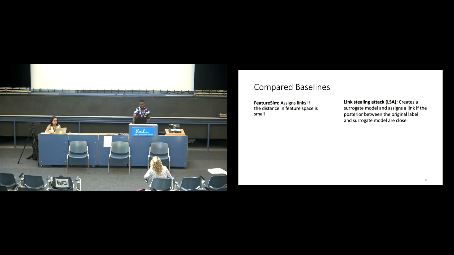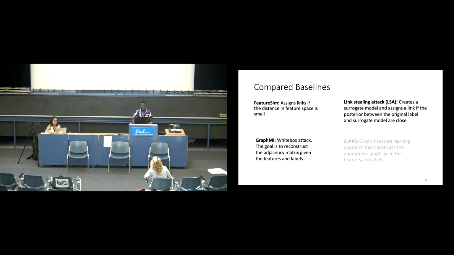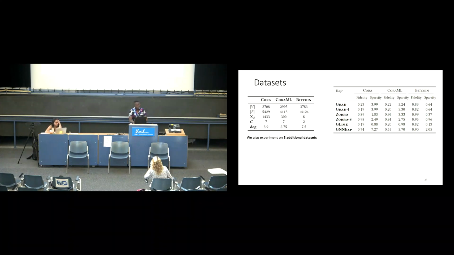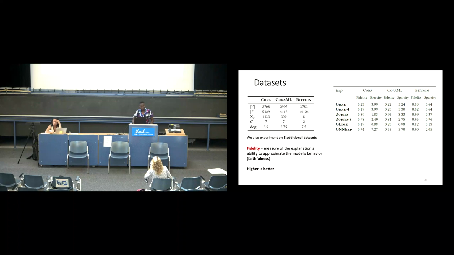All right. So what are the baselines? We compared with several state-of-the-art baselines, like the link-stealing attack, the graph MI, which is a white box attack, and SLAPS, which is a graph structure learning approach. And we used three data sets. Of course, we used an additional three data sets as well.